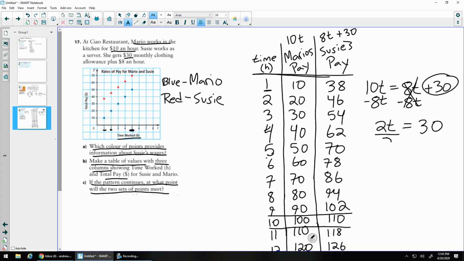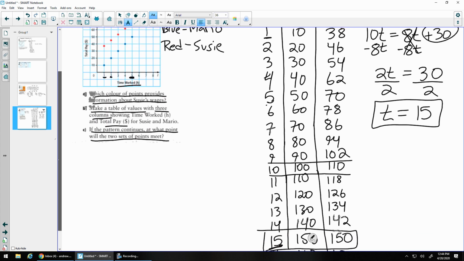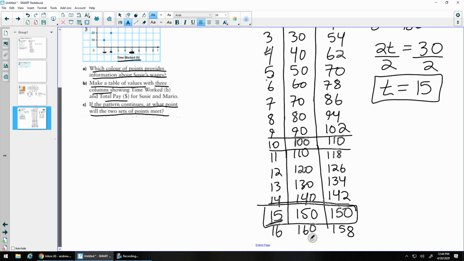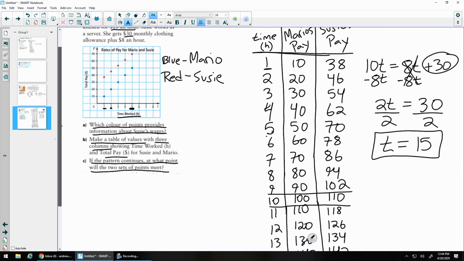I divide by 2, and I divide by 2. Well, what t would have to be equal to, the number of hours worked to make 10t equal to 8t plus 30, would be 30 divided by 2, which is 15. Okay, so when they're set equal to each other, we can solve for what that variable is equal to, since they're both working the same hours. And that, we notice, is the same as the answer here. They worked for 15 hours until they were paying the same amount.